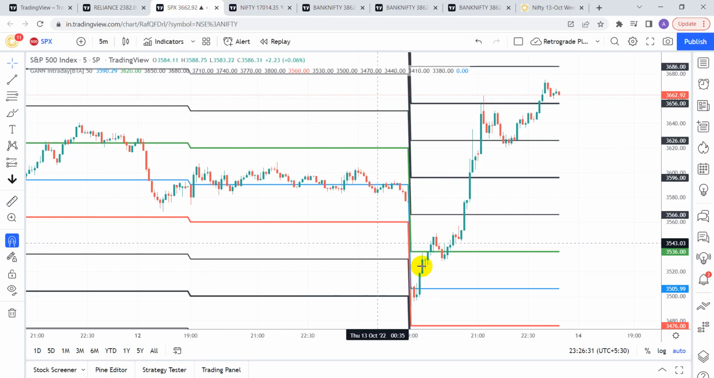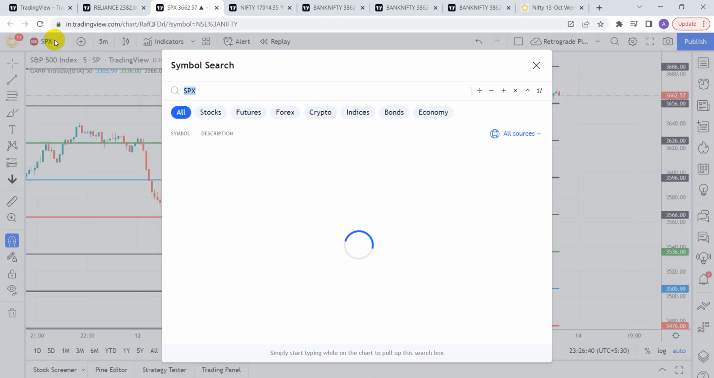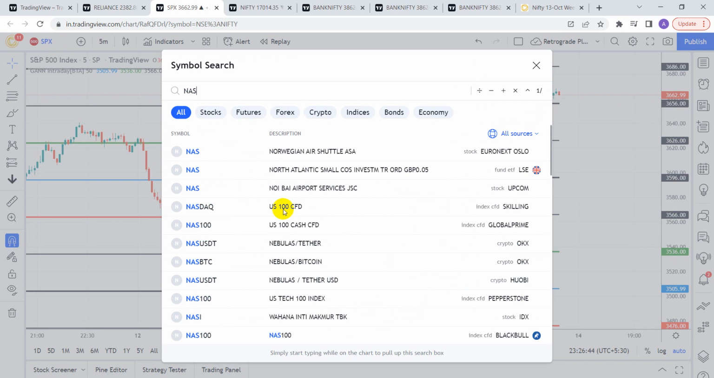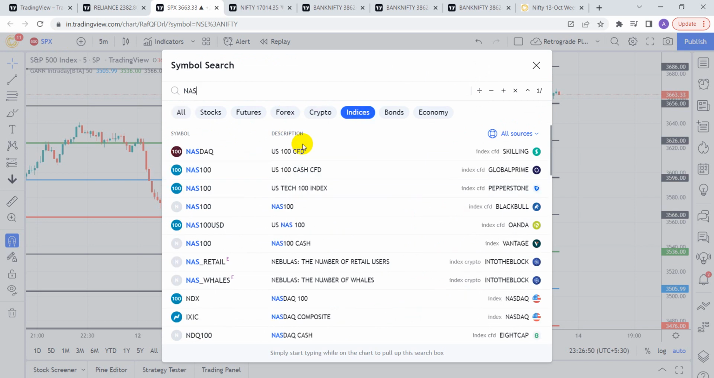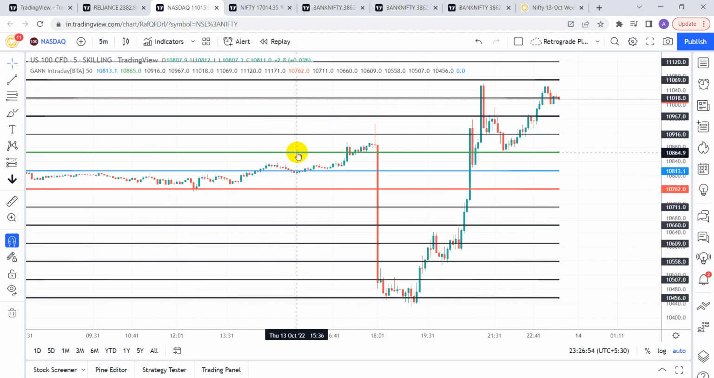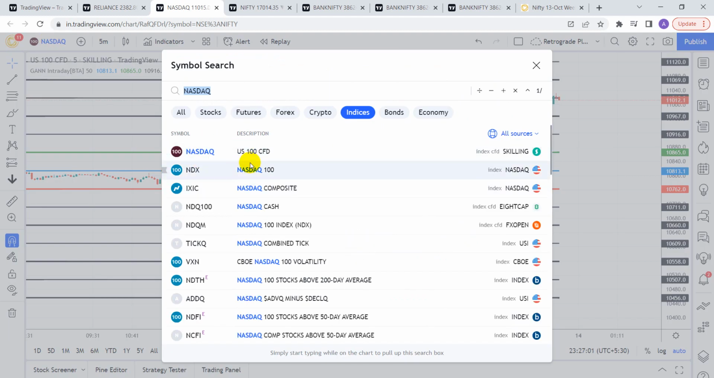If you see SPX, this can be applied on any instrument per se. See here, this is today's data. It went above the green line. Blue line is your stop loss, and this is your target. So this can be applied on any instrument. Let me open, let's suppose Nasdaq. Any instrument of your choice, you can apply this. So this is Nasdaq. No, this is some other instrument. Let's quickly open Nasdaq. NQ.